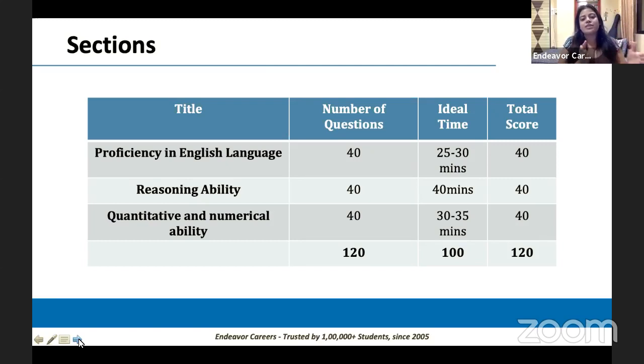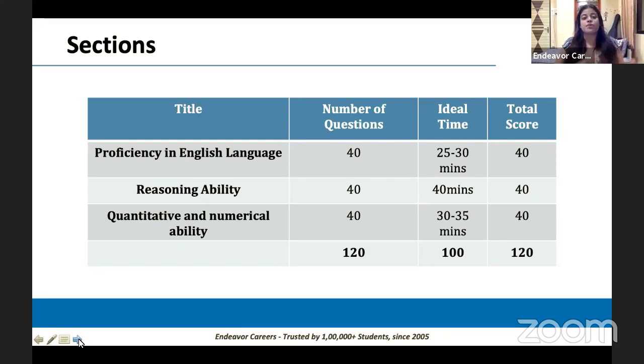Do not take more time than that. This is for students who are attempting the exam tomorrow. Make sure you don't take more time than 30 minutes for your English section, because then you might be in a real hurry in your quants and in your reasoning section.